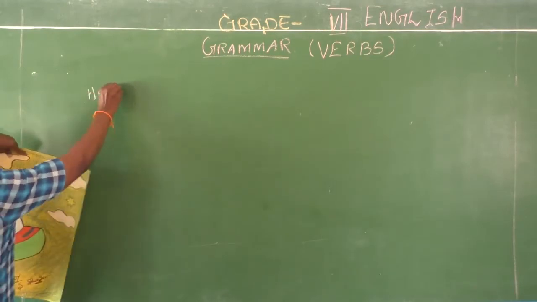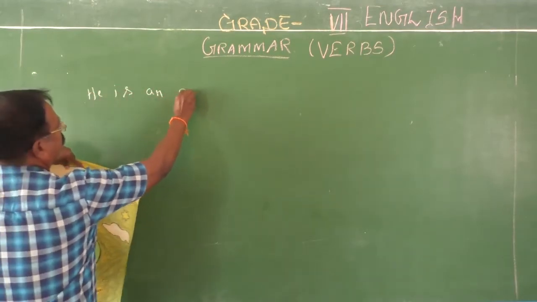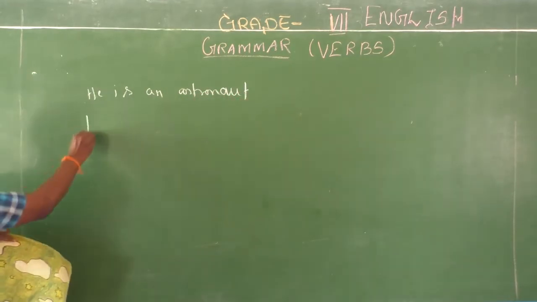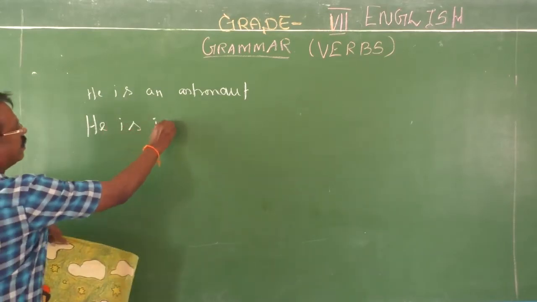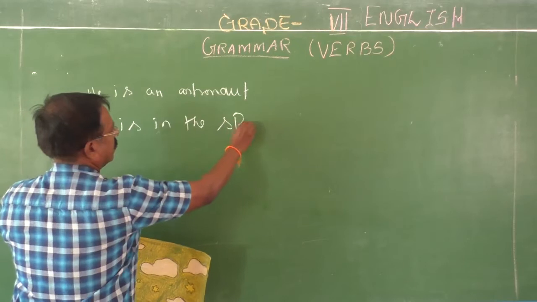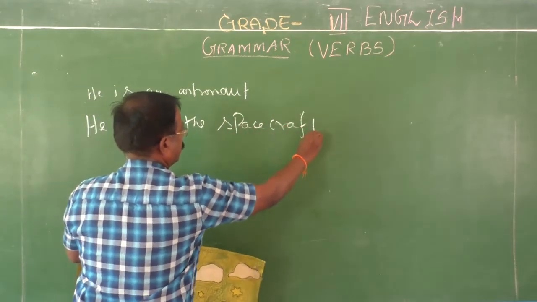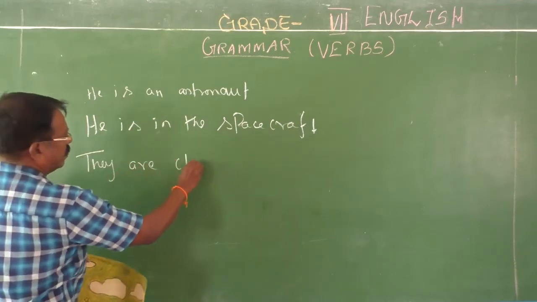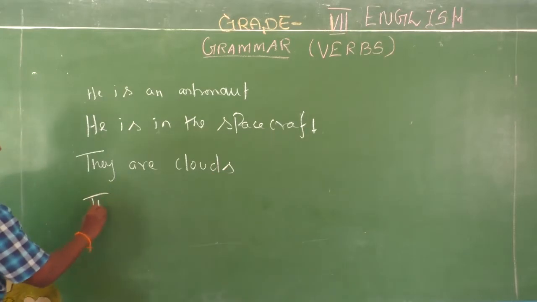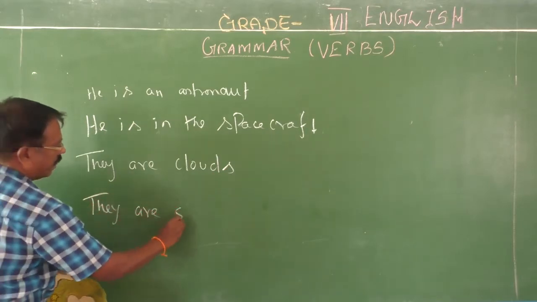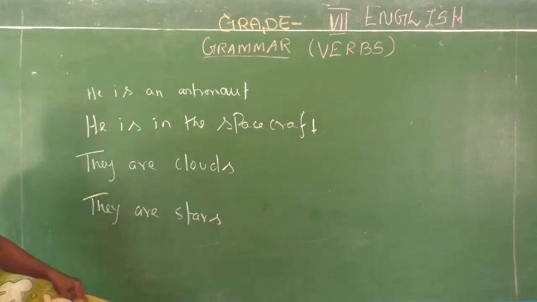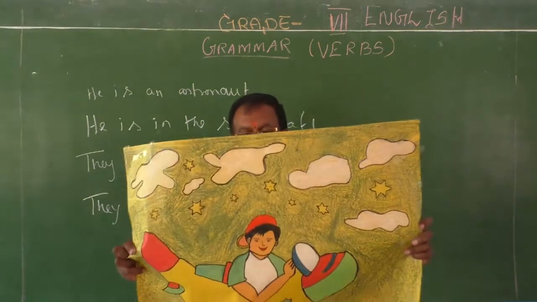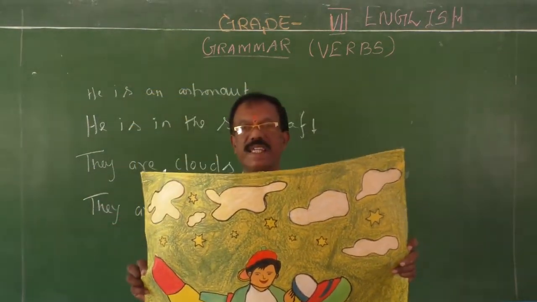He is an astronaut. He is in the spacecraft. They are clouds. They are stars. Okay, children. So this is the first important function of a verb. It shows the position. He is an astronaut. Where is he? Who is he? He is an astronaut.